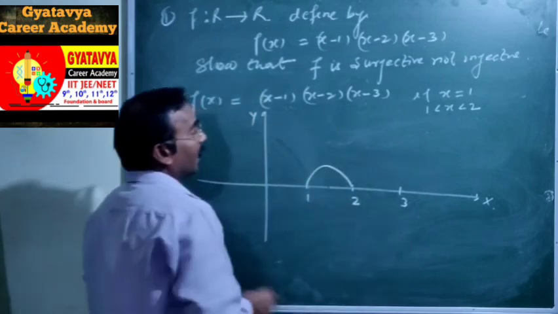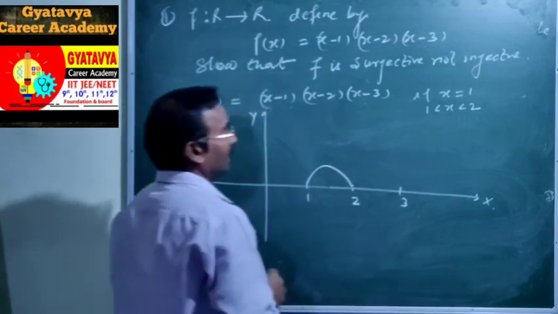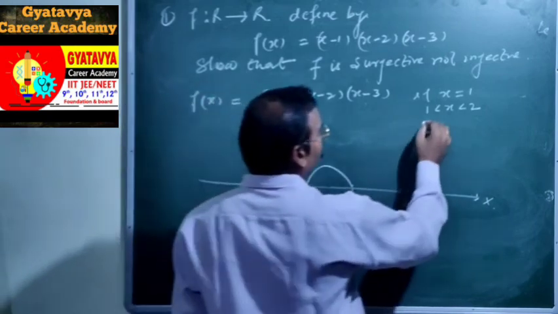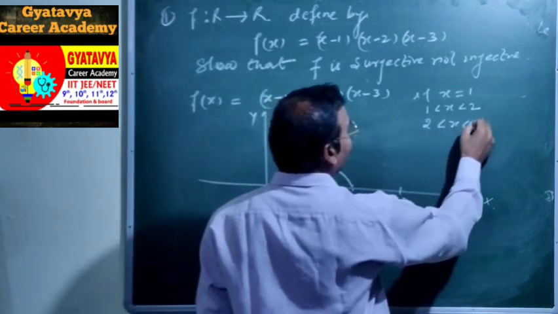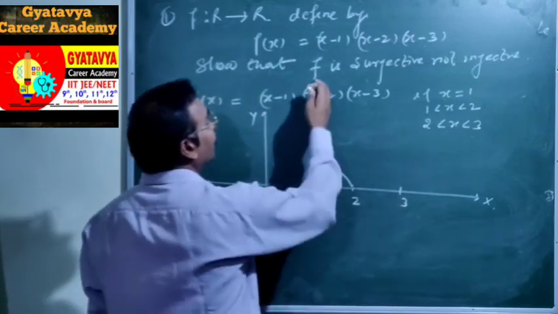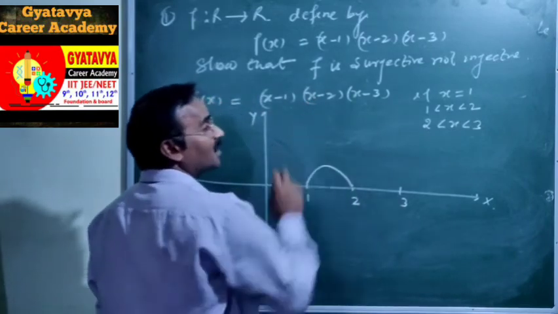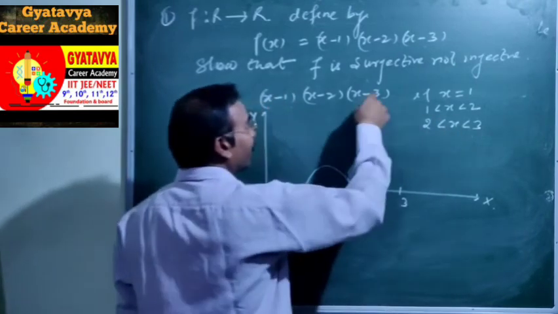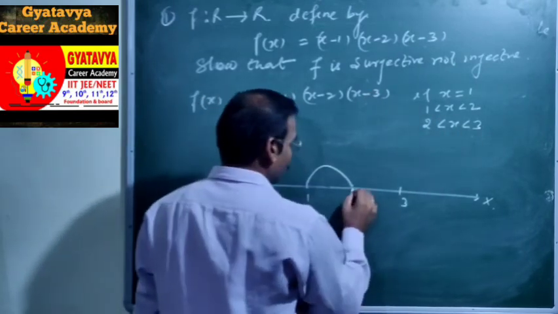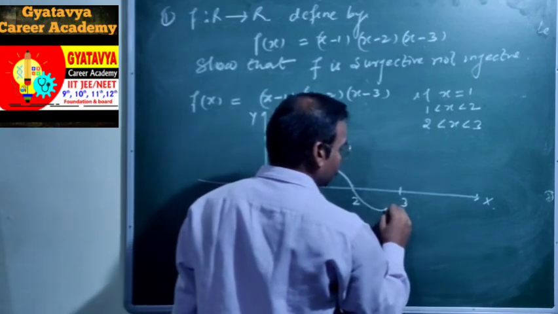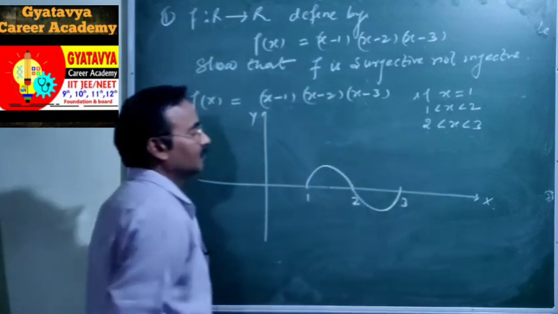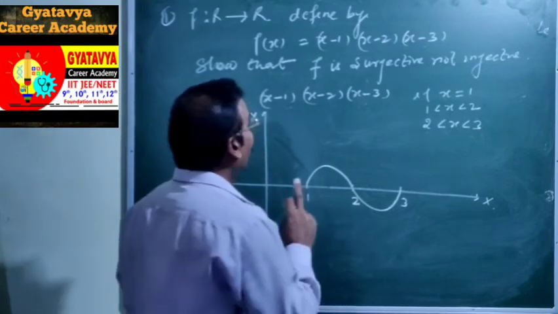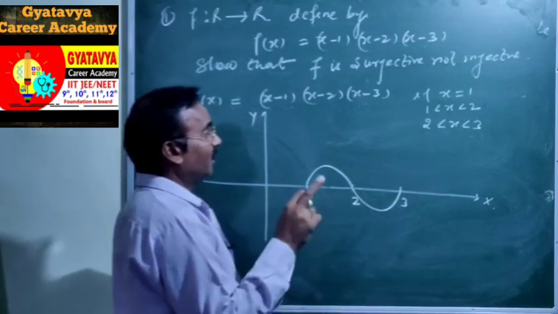Now between 2 and 3, that is, 2 less than x less than 3: more than 2, this will be positive, this will be positive, and since less than 3, this will be negative. So this is the value here. This is the graph of f(x) equals (x minus 1)(x minus 2)(x minus 3).